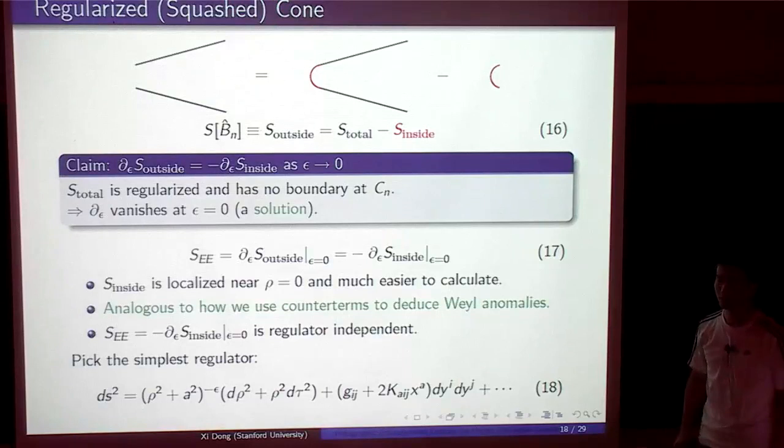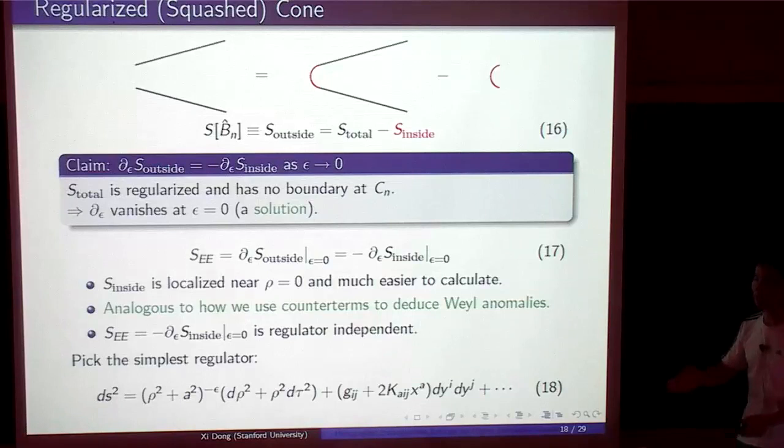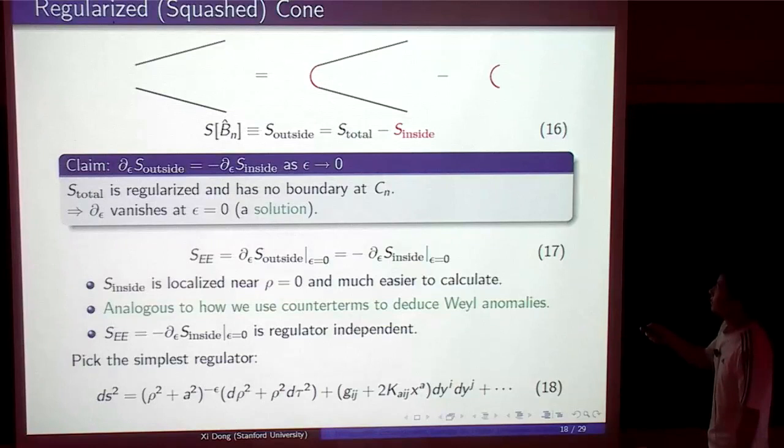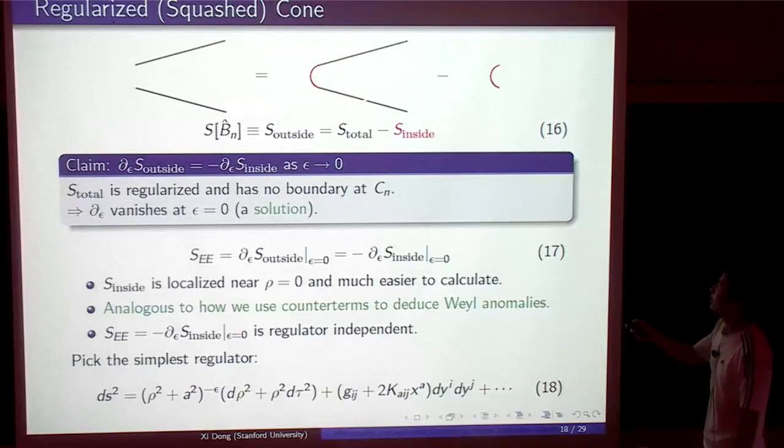So the idea is we are looking at the action of a conical geometry with a tip cut off. Remember, I don't want to consider any contribution from the tip. So I can fill in the tip by some regular geometry and subtract it off. This is always true. And then I can claim that the total action of this geometry without boundary has zero derivative at epsilon equals 0.